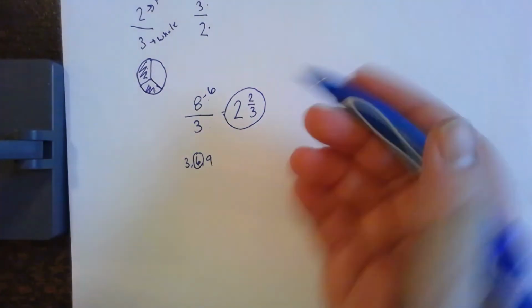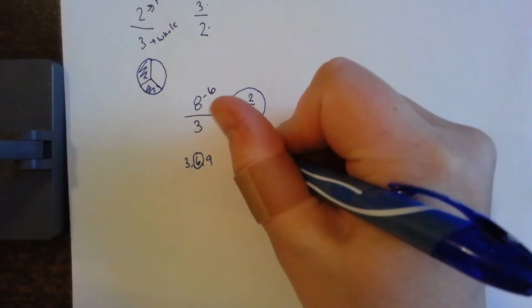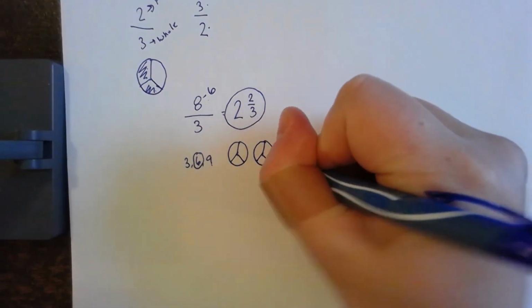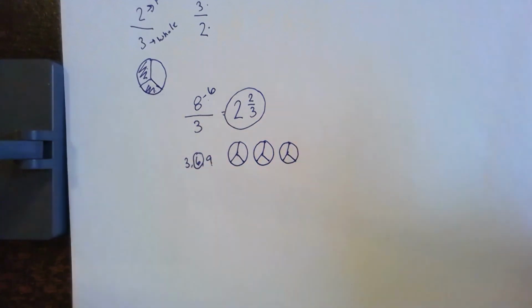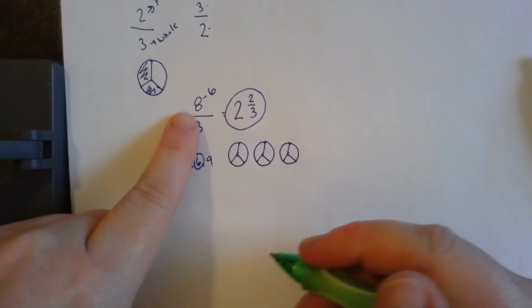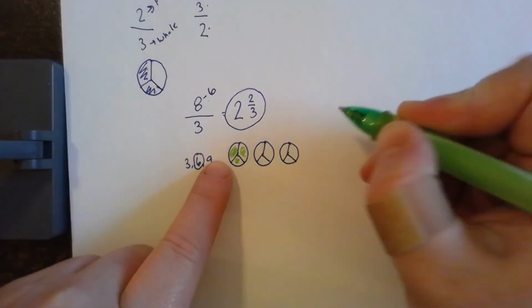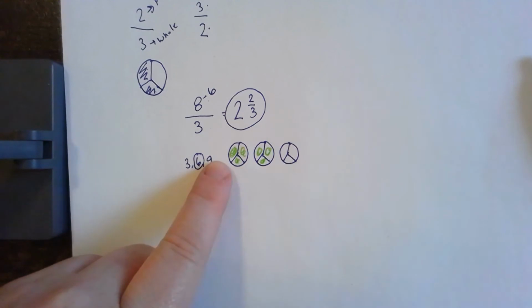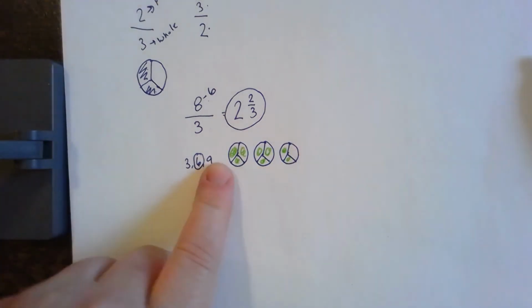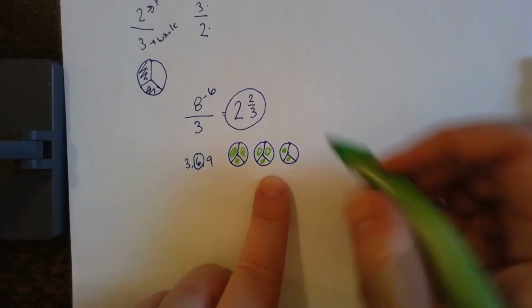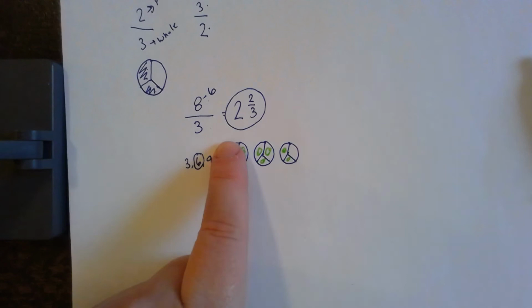And just to prove it, if the kids had to draw a picture, you would have to do thirds again. You have 8/3, so they'd actually have to color in 1, 2, 3, 4, 5, 6, 7, 8. I have 2 wholes and 2/3 of the things colored in. So that's how you could represent that as a picture and a number.